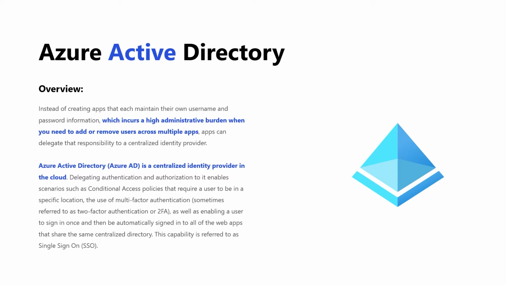Delegating authentication and authorization to it enables scenarios such as conditional access policies that require a user to be in a specific location, the use of multi-factor authentication, sometimes referred to as two-factor authentication or 2FA, as well as enabling a user to sign in once and then be automatically signed into all the web apps that share the same centralized directory. This capability is referred to as single sign-on, SSO.